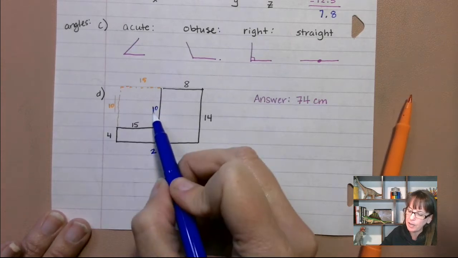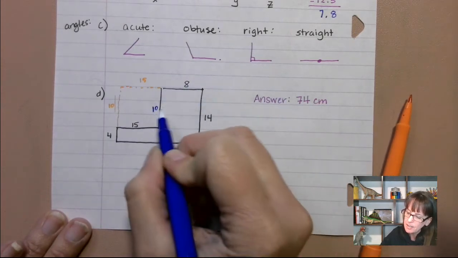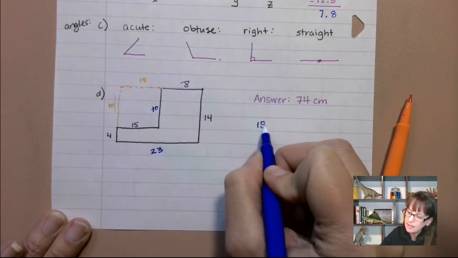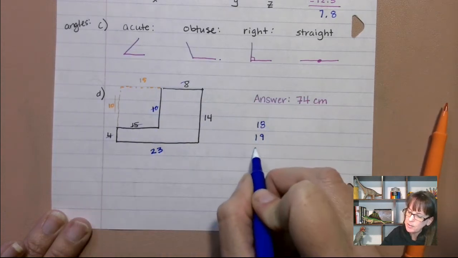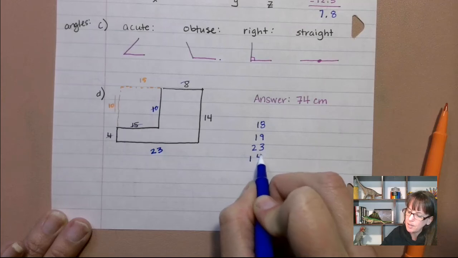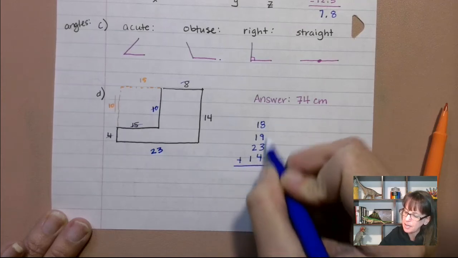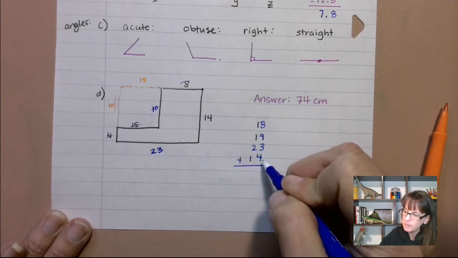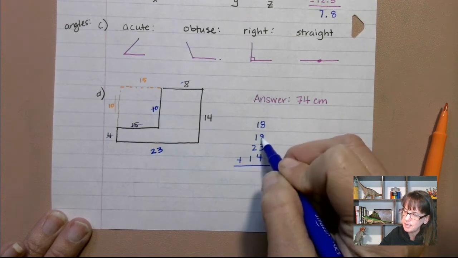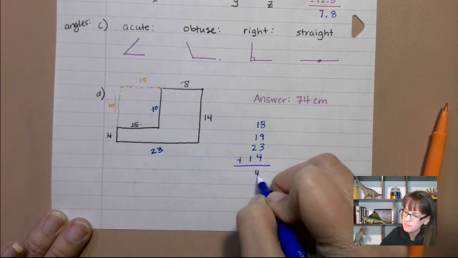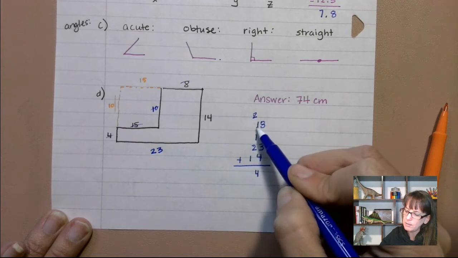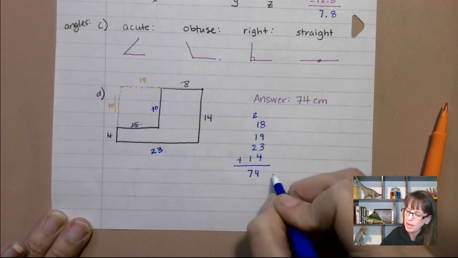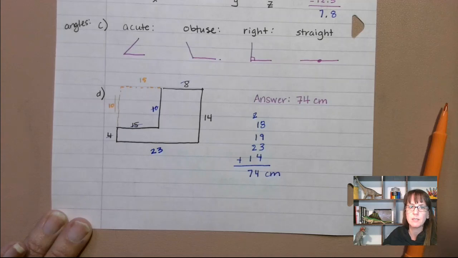So here's what we've got, 18. So this and this is 18, and then this is 19, 23, and 14. Okay, so we're going to add all these guys up here. So 12, so 14, 15, 16, and then 24. Carry the 2. And then that's 2, 4, 5, 6, 7, 74. And that is how we came up with 74 centimeters.